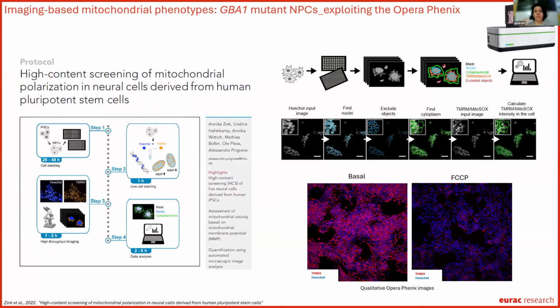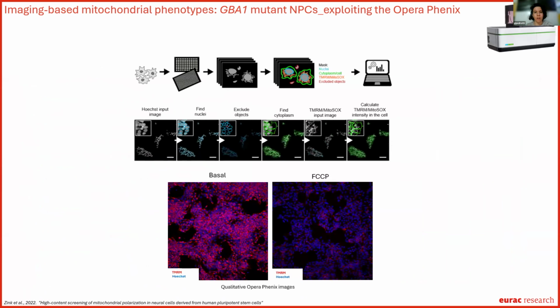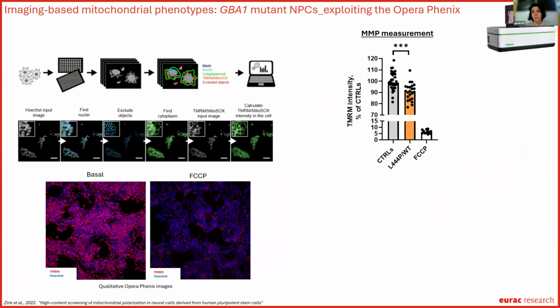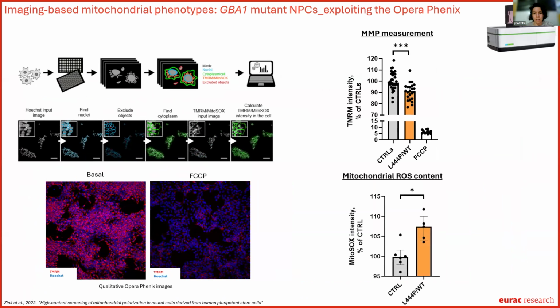As I was saying, we are trying to exploit this Opera Phoenix high-throughput microscope, and we are trying to set up a few different pipelines to check for some imaging-based phenotypes. Taking inspiration from some already published papers, what we did for now is check the mitochondrial membrane potential of these cells, and we can see that they are slightly depolarized. That is consistent with an impaired mitochondrial functionality. We also see a slight increase in mitochondrial ROS content.